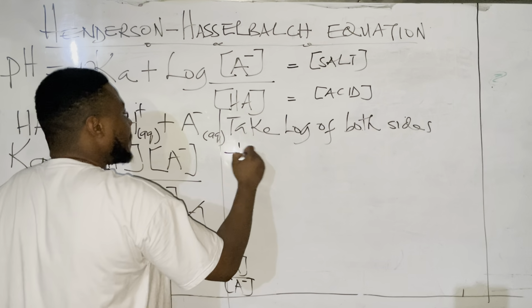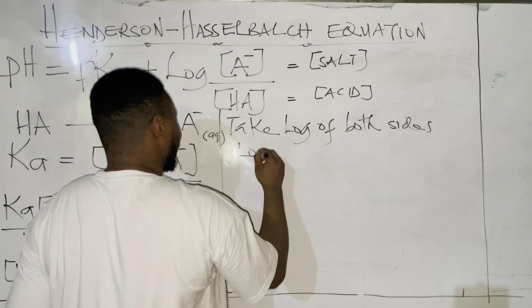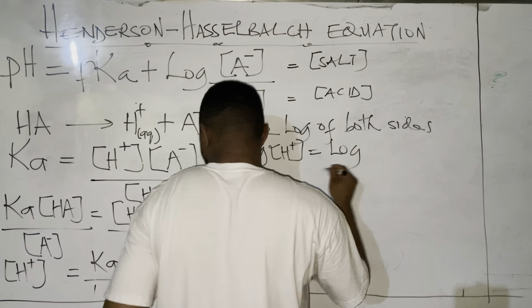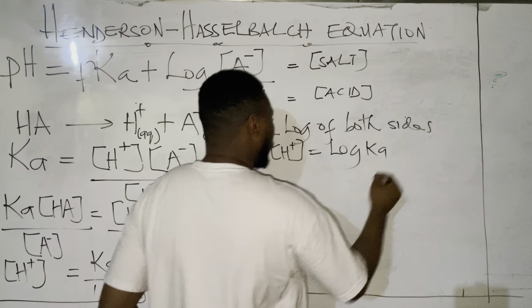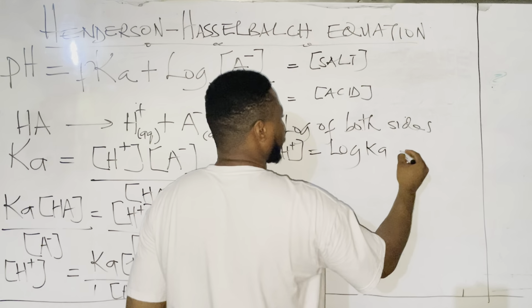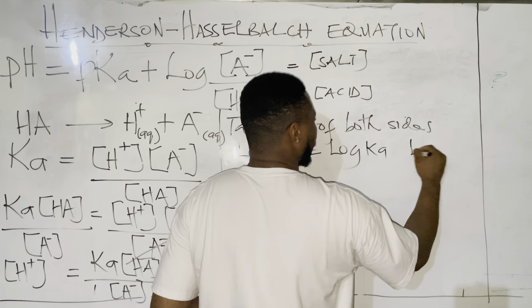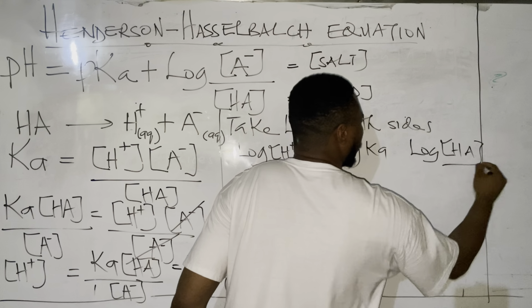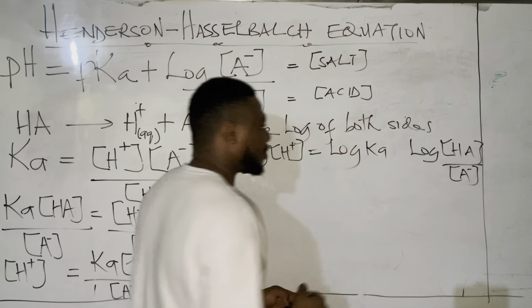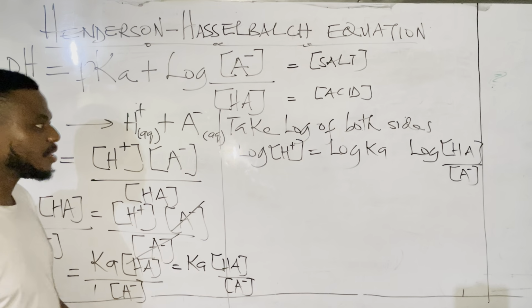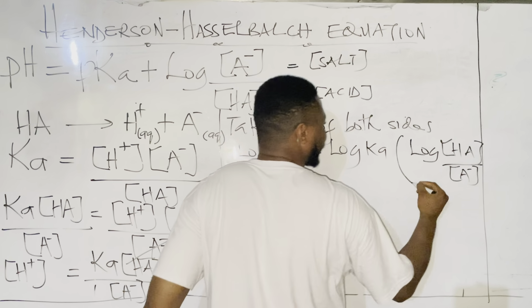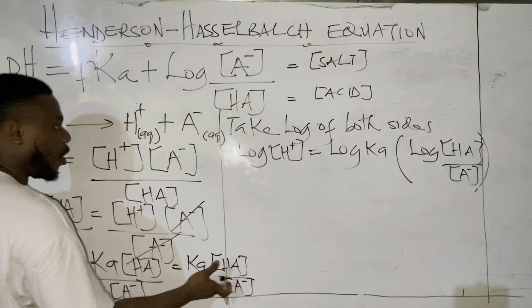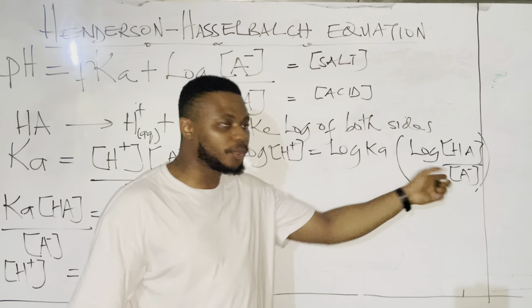So this will now be log H plus equals log Ka, then plus log of HA all over A minus. So this is what you will now have. Remember, they are just multiplying each other. This times this. You're taking the log of both sides, so you should know that it's still the products.